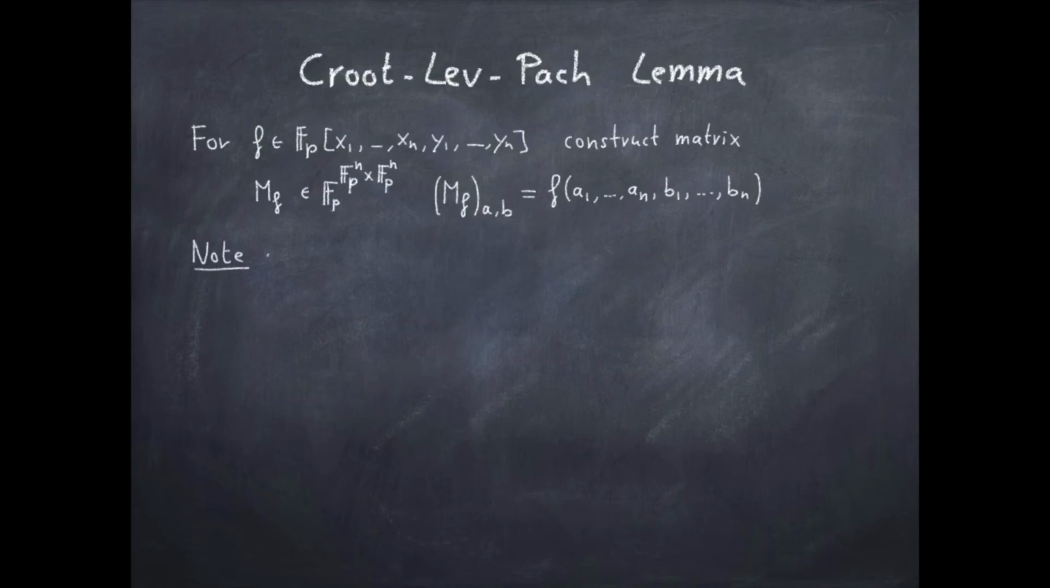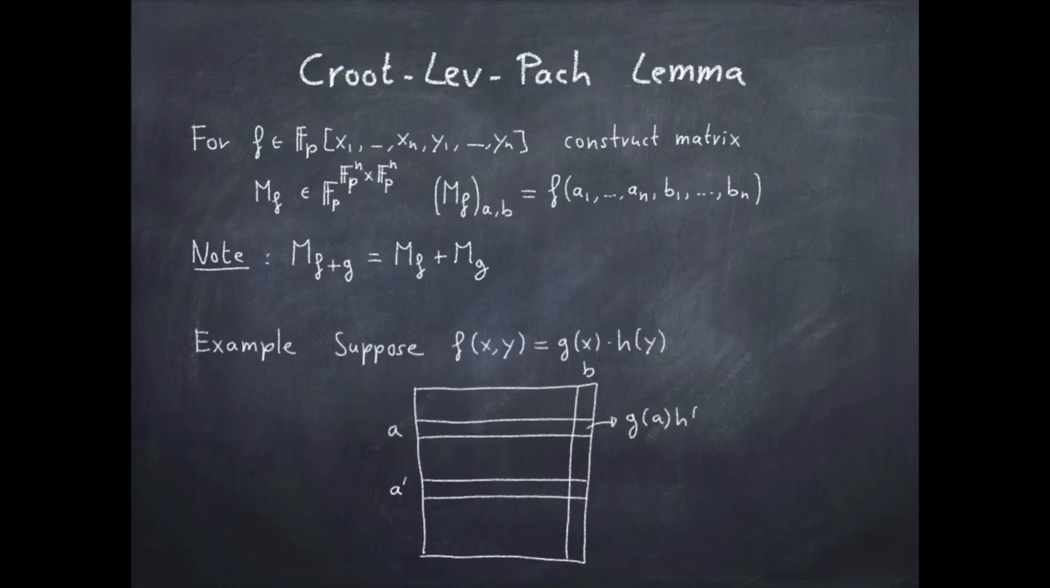This way we obtain a linear map from the set of all polynomials in 2n variables, again with the restriction that every variable occurs with exponent at most p minus 1, to the set of all p to the n by p to the n matrices. In fact, this map is a bijection.